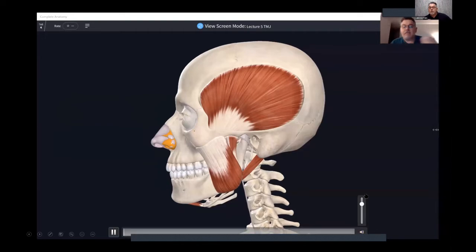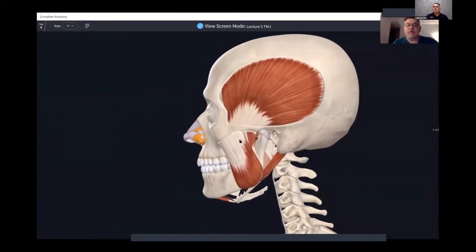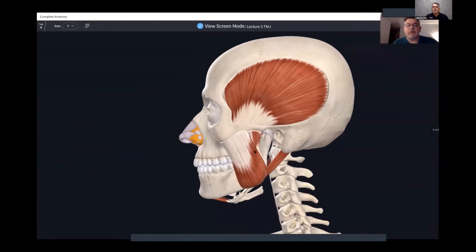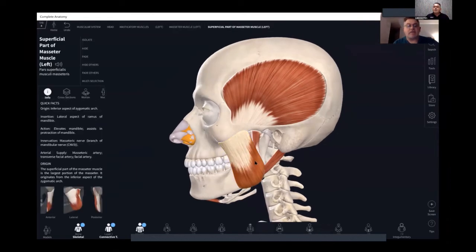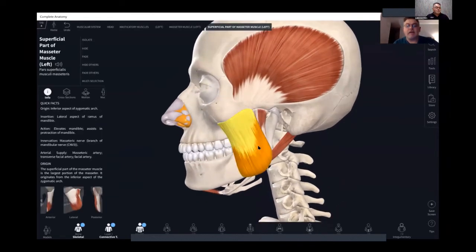So we'll run through 3D anatomy of the muscles and structures of the temporomandibular joint. The three primary that we'll deal with will be the superficial and deep masseter, and then the temporalis. Let's look at the superficial masseter first. Here we'll see, let me zoom in.